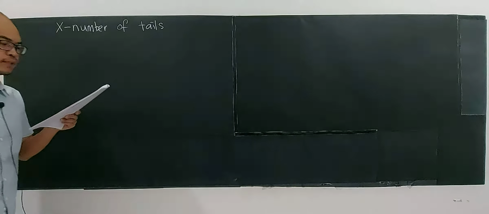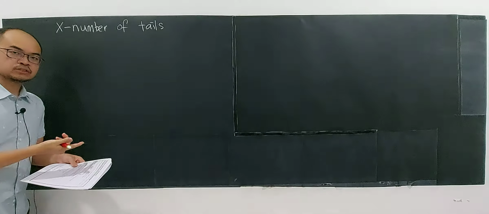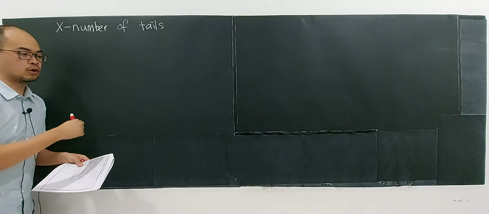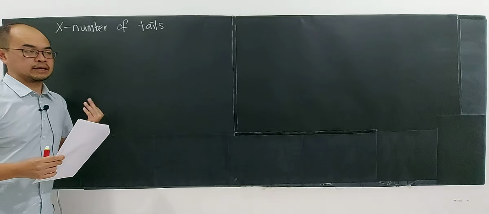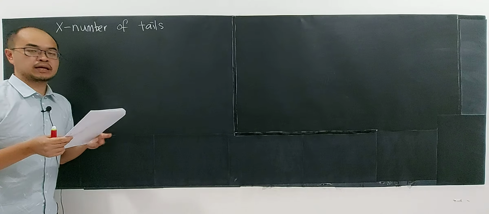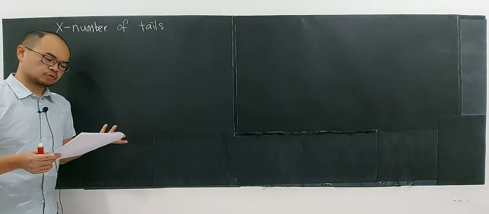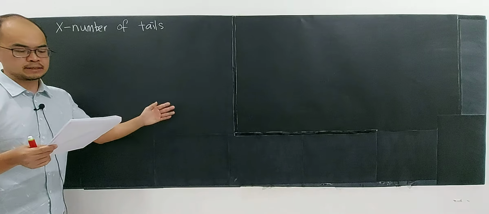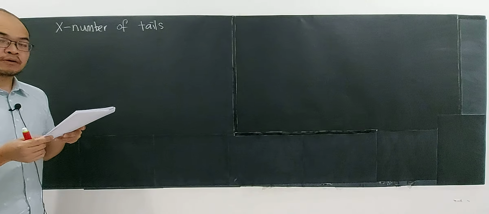So the number of tails, if 3 coins are tossed, at most you will get how many tails? At most you get 3 tails, and the least will be no tail, which means all the coins are heads. The outcome is head, head, head. So let's list out all the possibilities.